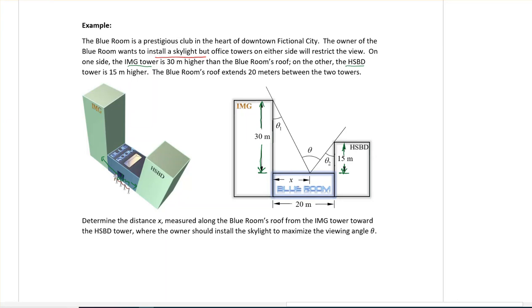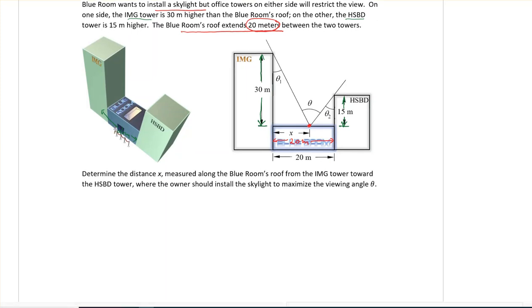and they want to install a skylight on the roof, and they want to ensure that they have the maximum viewing angle. So it is given that the blue room's roof extends 20 meters in total. So this is 20 meters. And also, let's say x is the distance of the skylight from one of the towers. So I'm just going to redraw the diagram so that we can make sense of the problem.